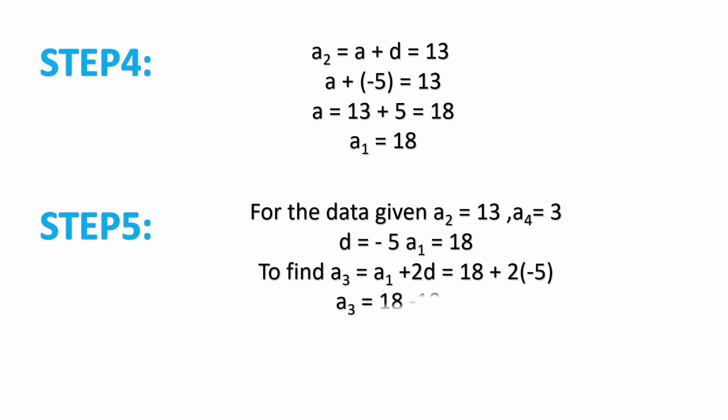Then in step 5, substitute both the values of A1 and D so that you get the value of A3, which is equal to A plus 2D, that is 18 minus 10, which is equal to 8. So in this way, you can find the values of A1 and A3 when A2 and A4 values are given. Hope you followed. Thank you.